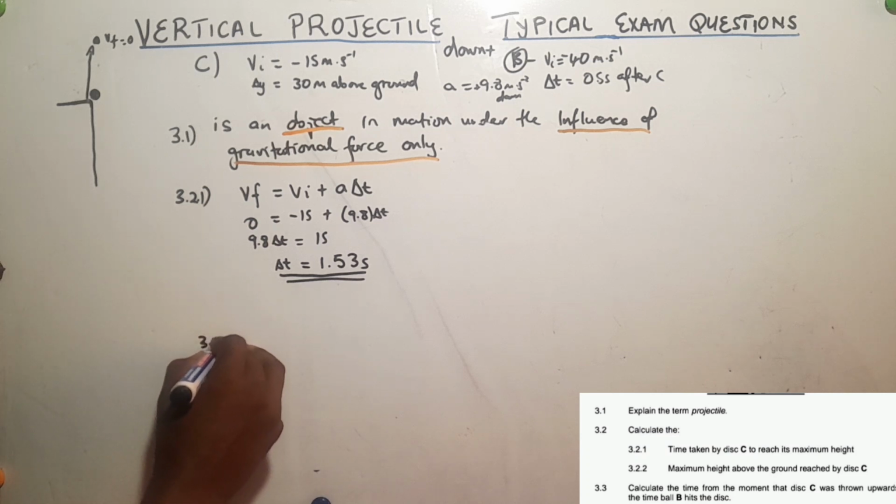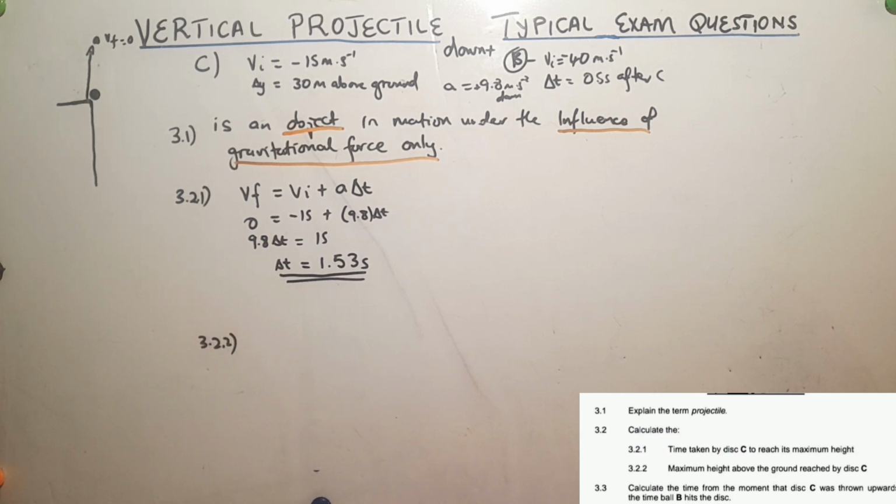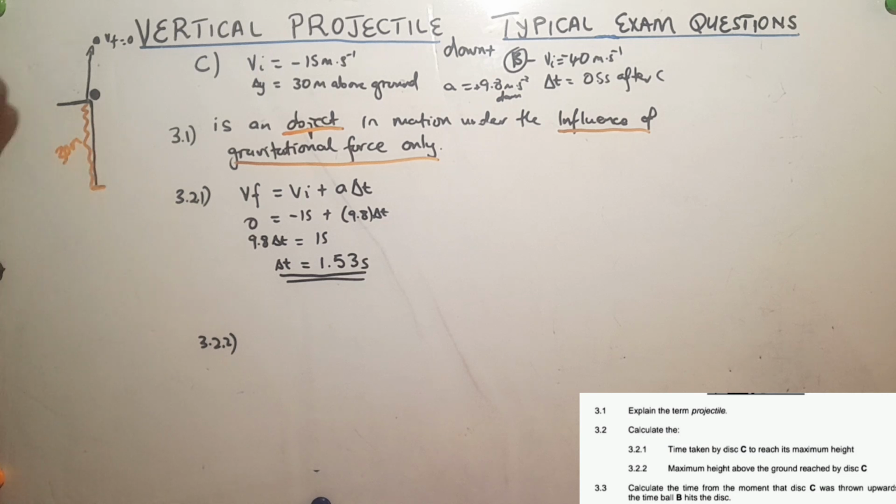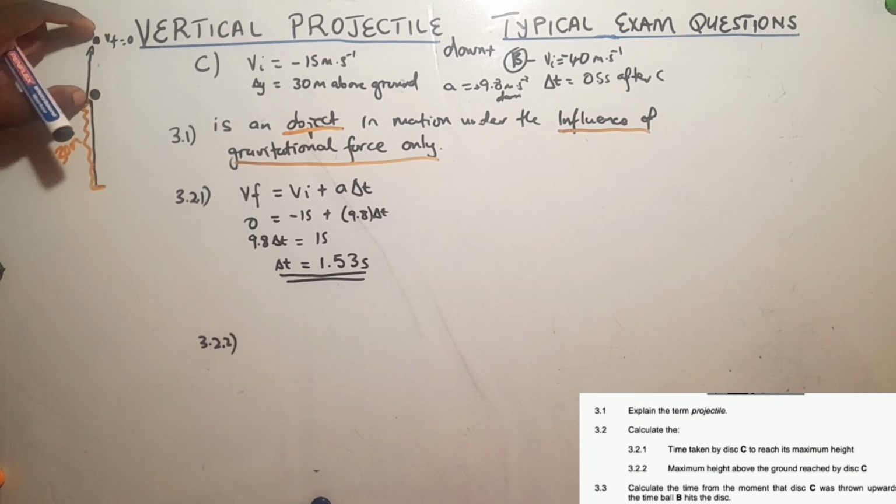So 3.2.2 now, it says calculate the maximum height above the ground reached by disc C. So the question says above the ground. So it means that from also this building, so above the ground. So this is the ground, right? So let's first calculate the maximum height it will reach from this top. Then we can add this height that it will reach to get to its maximum height plus this 30 meters, right?